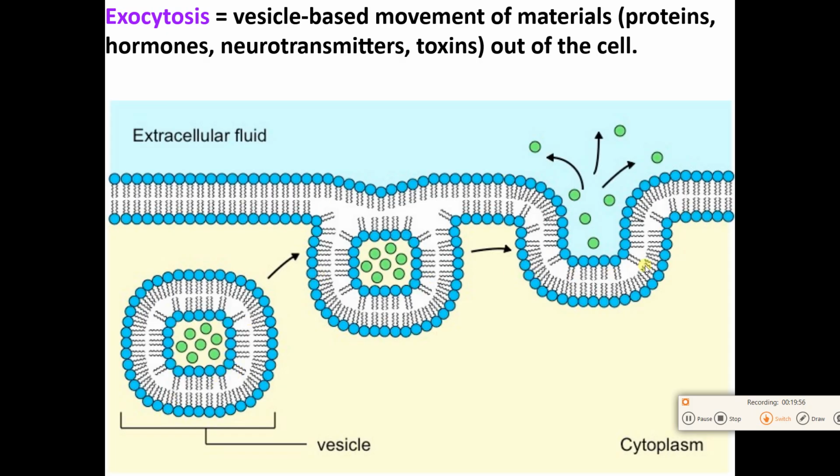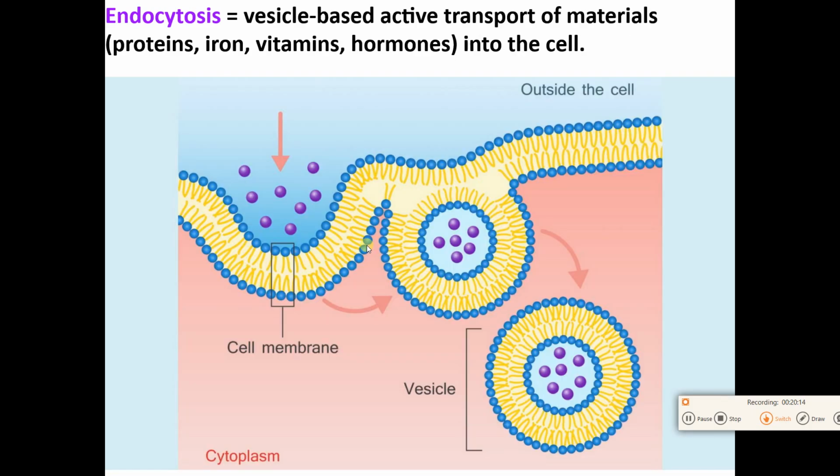And this process is exocytosis. This is a vesicle-based movement of materials, and these could be proteins, they could be hormones, neurotransmitters, even toxins, and we are getting them out of the cell. All right, if we flip it around, we're going to get endocytosis.